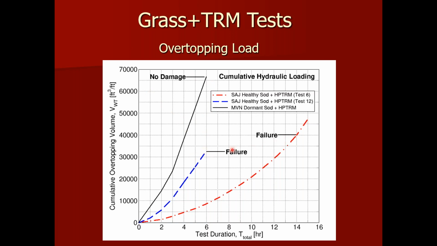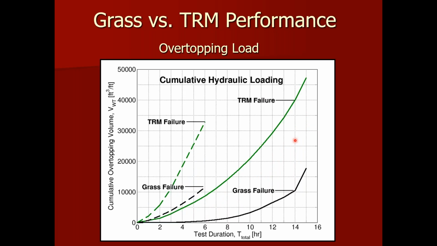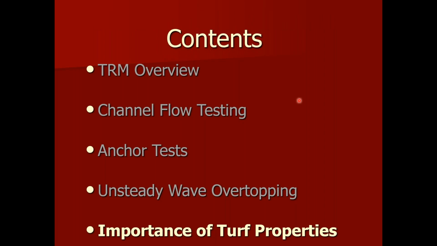As you would expect, the combination of vegetation and soil have a dramatic effect on the performance. We also saw a differential in performance in time and duration, or time and loading, across two different types of high performance TRM. So again, we wanted to look at the grass failure by itself and then TRM failures across different types of hydraulic loading with two different types of TRMs, and be able to understand why those were different. Which brings us into the importance of the turf properties.